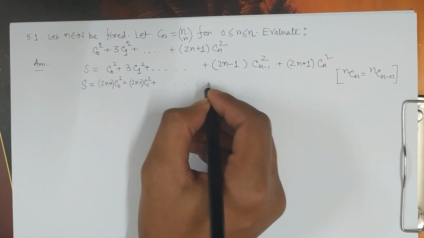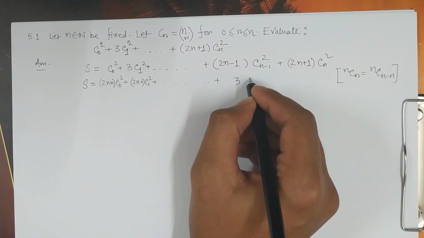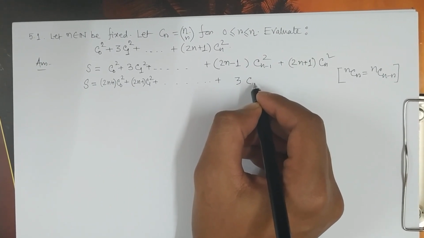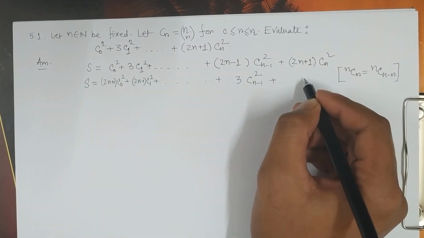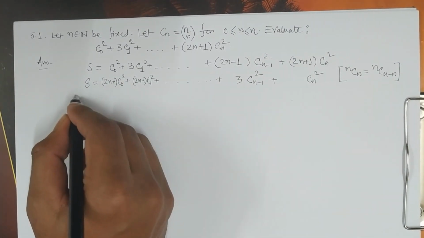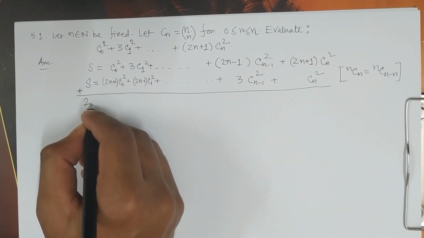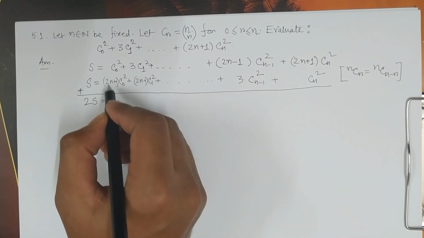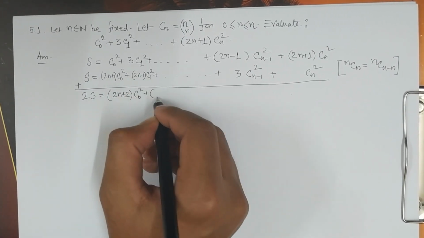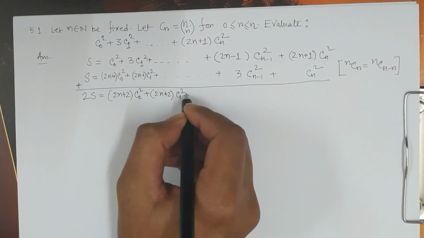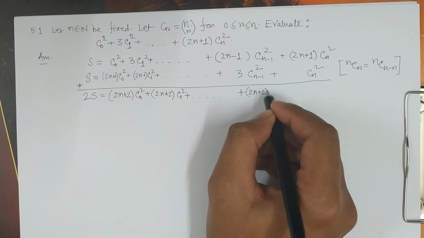and up to this term will be 3 into Cn minus 1 square, because C1 is same as Cn minus 1, and C0 is same as Cn square. So if we add these two, what we get is that 2S is basically, if we add the coefficient of C0 square, 2n plus 2 into C0 square, and next is also 2n plus 2 into C1 square, and we see that the coefficient of Cj square is basically 2n plus 2.